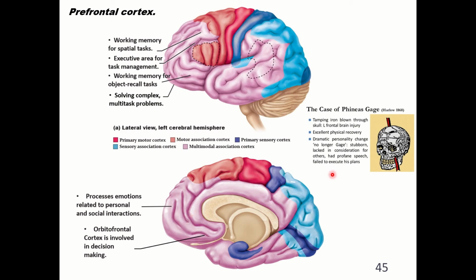Let's look at the case of Phineas Gage. Phineas Gage was a foreman on a railroad in the 1800s, and a tamping iron was blown through his skull, and it resulted in a left frontal brain injury.